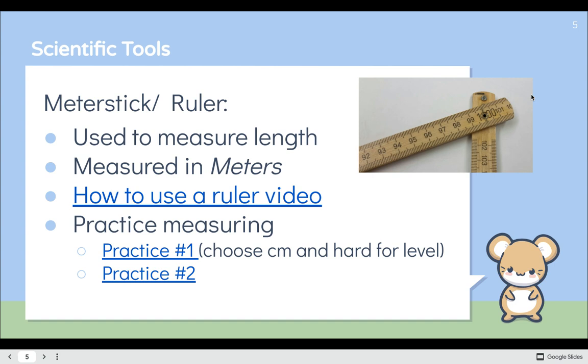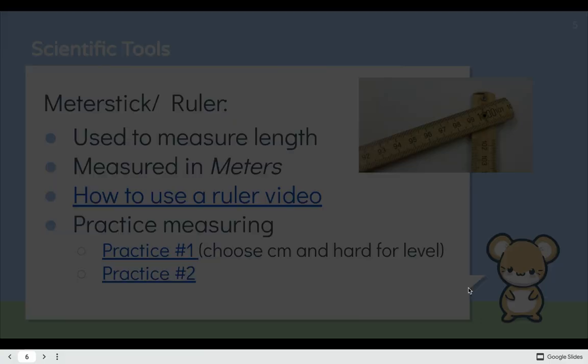The first one is the meter stick or ruler, and we use this to measure length. The measurement unit that we use is meters. Okay. You'll have access to the slideshow to look at how to use a ruler and then have some practice once you are finished with these notes.